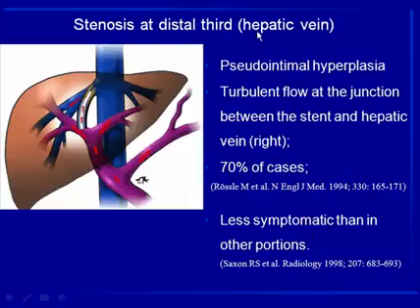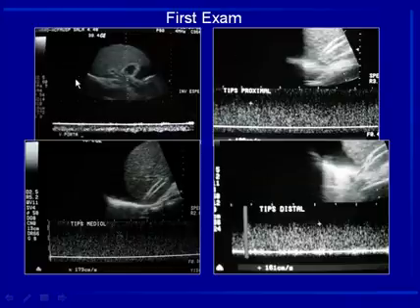Stenosis at the distal third, pseudointimal hyperplasia, turbulent flow at the junction between the stent and hepatic vein in 70% of cases. This is the first exam, where we can identify a velocity of the main portal vein close to 50 centimeters per second, and a normal velocity in the proximal third, the medial third, and the distal third of the TIPS.